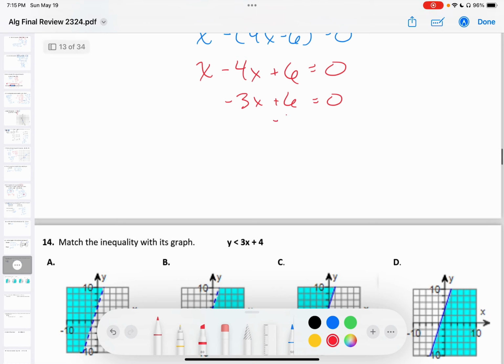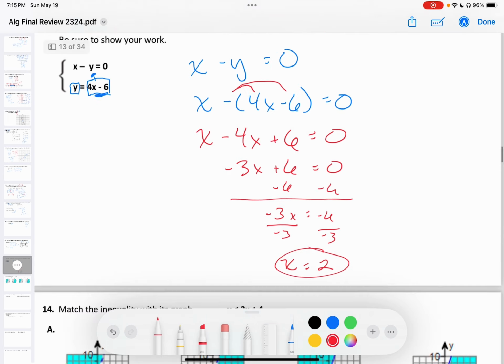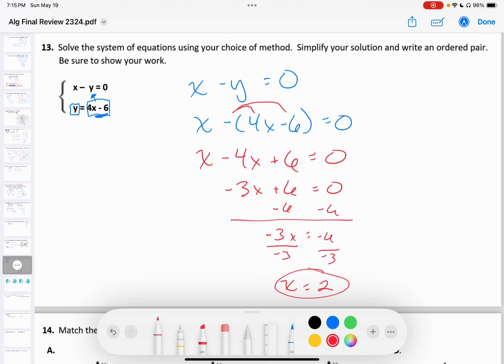We need to get x by itself, so we'll subtract 6. We get negative 3x equals negative 6, and divide by negative 3, and divide by negative 3, and x equals 2. Now, this is solving a system, so we're finding a point. So all we have done is found half of it so far. We now know that the x value is 2, but we need to figure out what the y value is. So we're going to take that x equals 2 and drop it into either one of our equations, either into here or there. It doesn't matter.